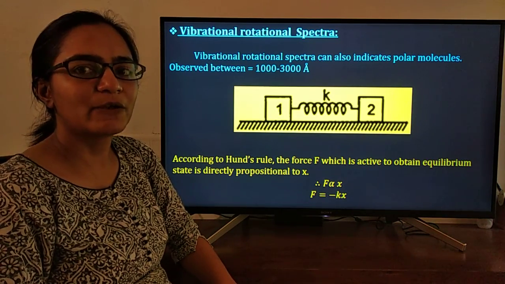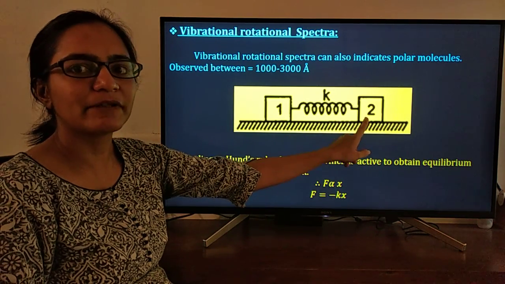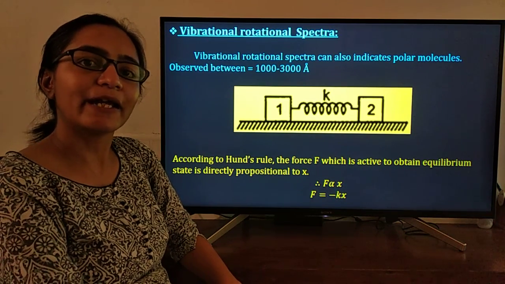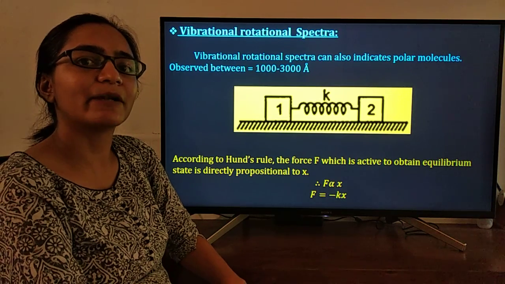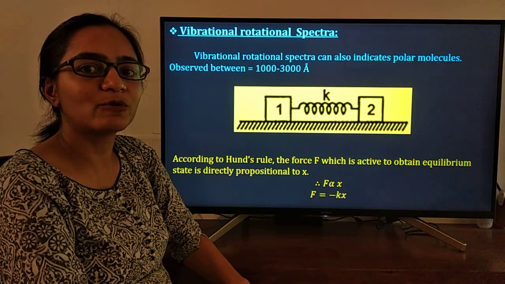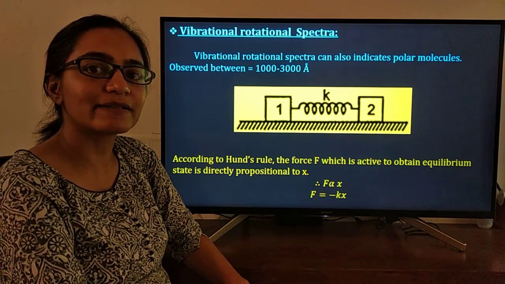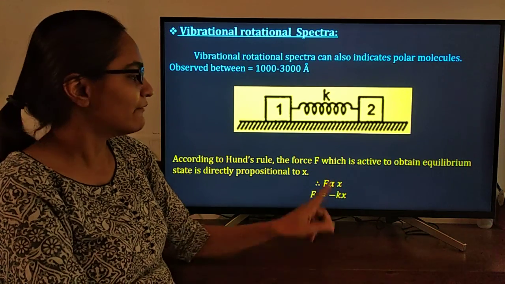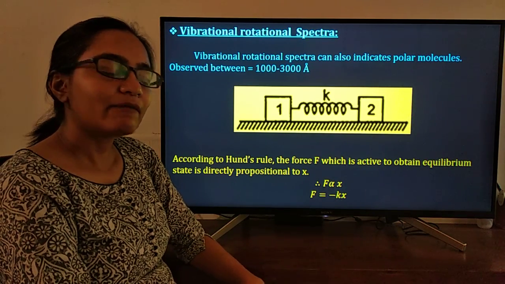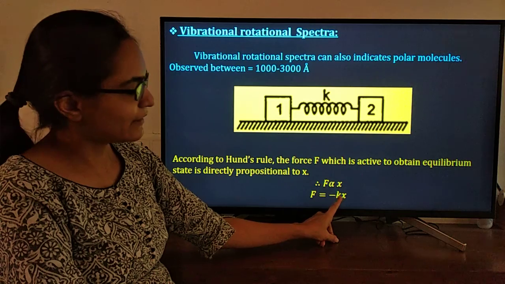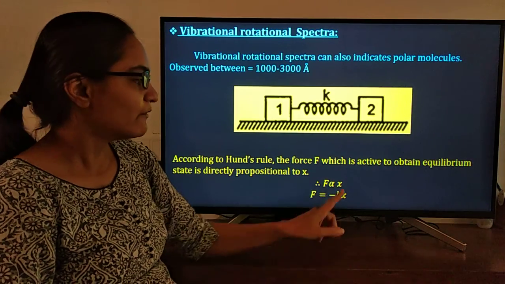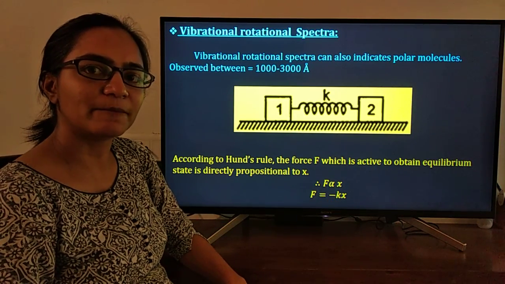Here the diatomic molecule is considered as two small spheroids attached with a spring. If the two atoms of the diatomic molecule oscillate like a vibration, then according to Hooke's law, the force F, which acts to restore the equilibrium state, is directly proportional to x, where F is proportional to x. To remove the proportionality, we add the force constant, and this minus sign indicates the force is opposite to the direction of displacement, where K is equal to the force constant.